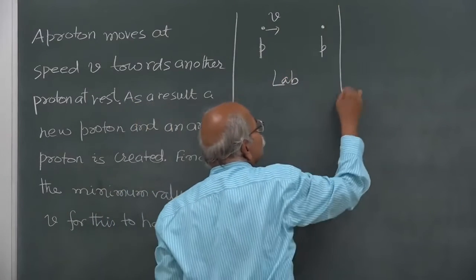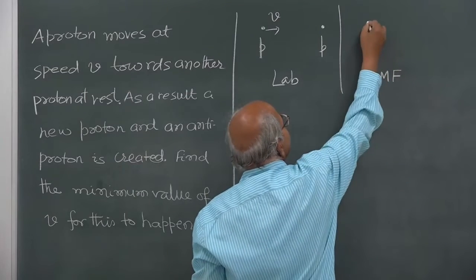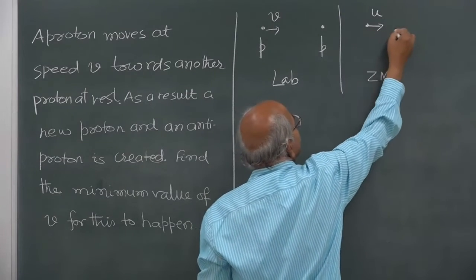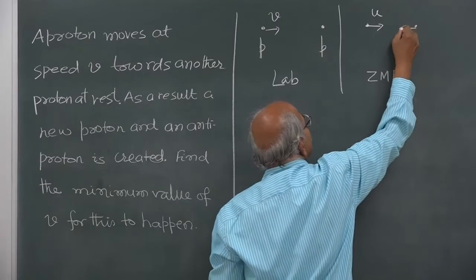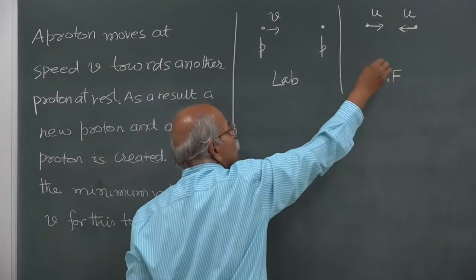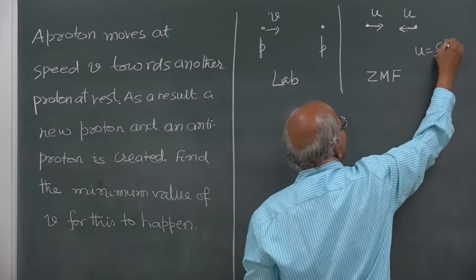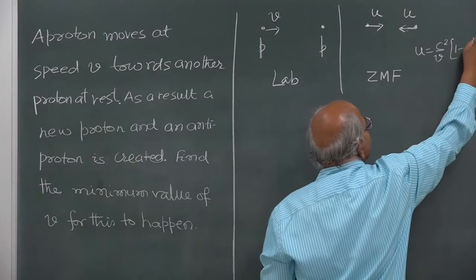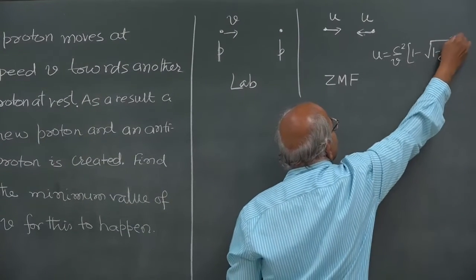So, if we can go to the zero momentum frame, in this frame this particle will move with some velocity u, and this particle will move with the same velocity u, they both are protons. And you know what this u is? This u is, we had just done, c square by v, times 1 minus the square root of 1 minus v square by c square, that we had done.